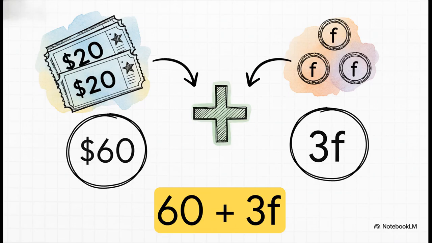This doesn't just give us a new expression, it gives us a new way of seeing the cost. It's the total base price for the tickets, that's the 3 times 20, plus the total of all the service fees, the 3 times F. It separates the 2 parts of the cost for us nice and clearly.